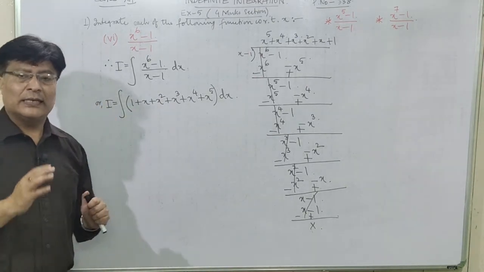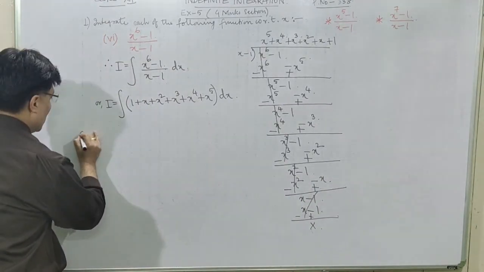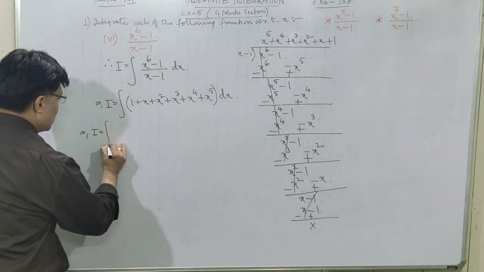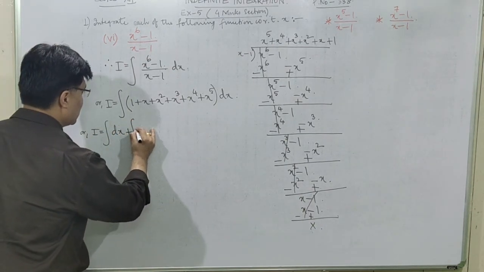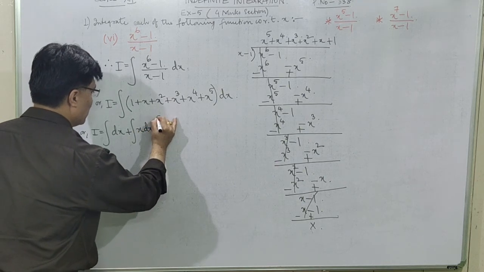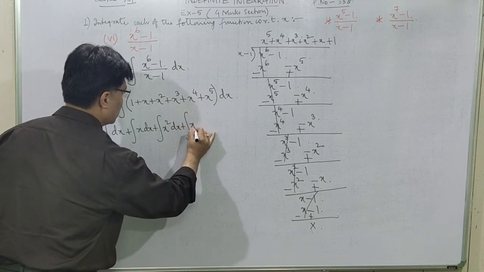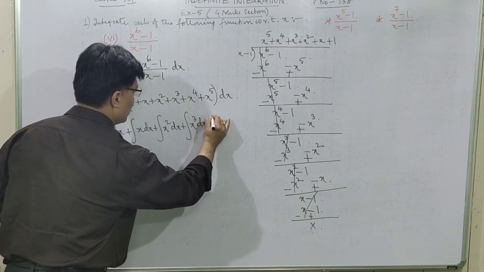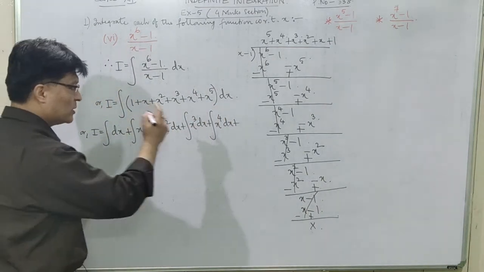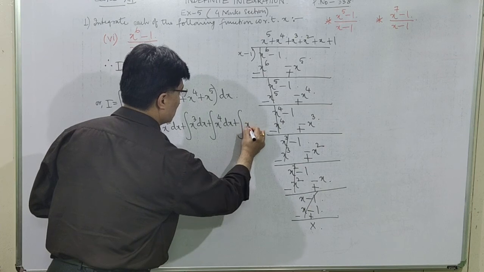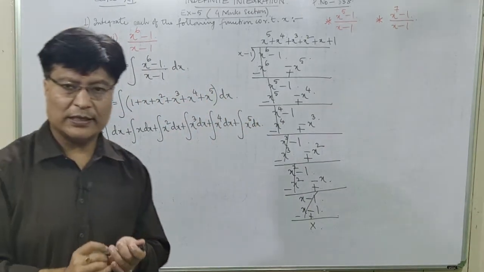Now we can integrate this by separating the terms. So I is equal to integration of 1 dx, that is dx only, plus integration of x dx plus integration of x square dx plus integration of x cube dx plus integration of x to the power 4 dx plus what is the last one? That is integration of x to the power 5 dx. So I think you have understood it.